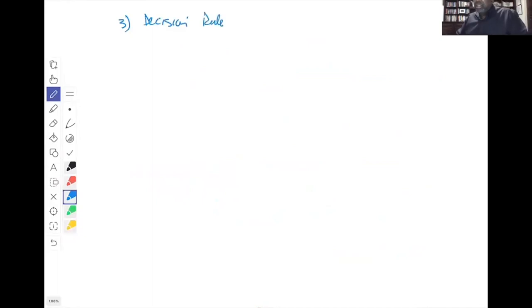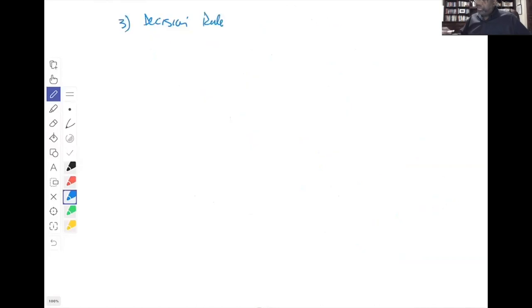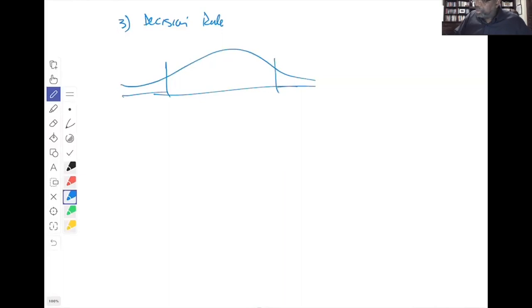So in this case, we have to ask, is it a one-tailed test or a two-tailed test? If you go back here, we'll see that it was a two-tailed test. And so we have to draw the rejection region in both tails. Anybody, if you're not following me, please stop me and ask me a question. Just turn on your mic. So it's a two-tailed test.